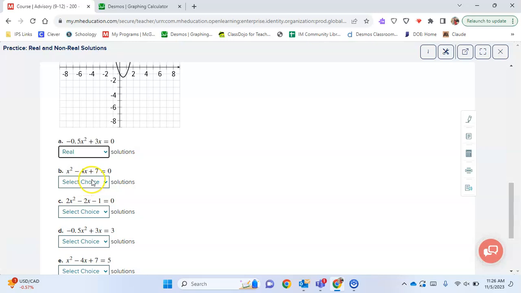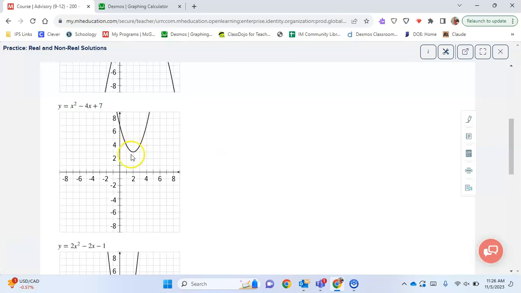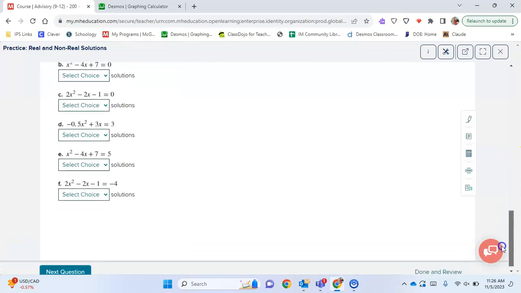x squared minus 4x plus 7 equals 0. You can see this graph is above the x-axis. It does not touch the x-axis. It has no real solutions.